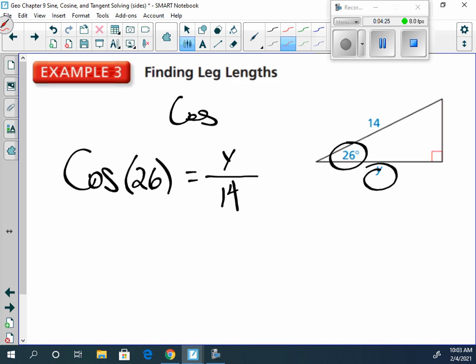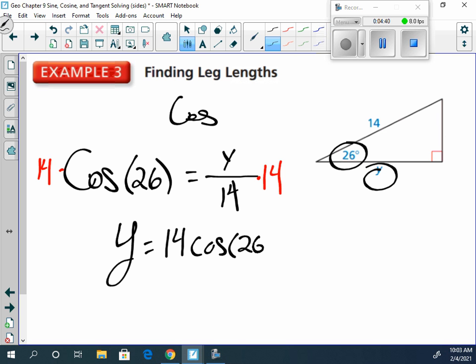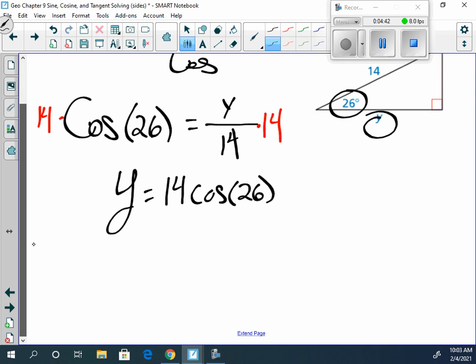Now at this point, what do we need to do to solve for the missing side length? Multiply both sides by 14. And when we do this, we'll get y is equal to 14 cosine of 26, which tells me y is equal to 12.6.